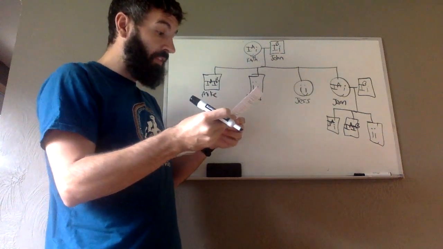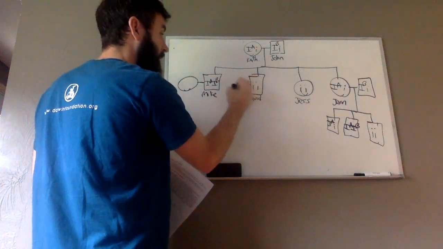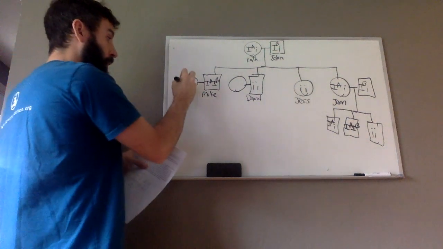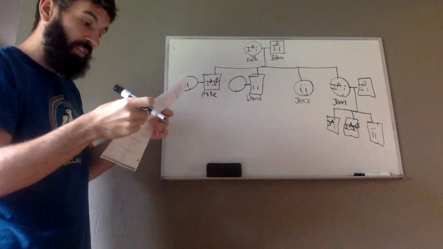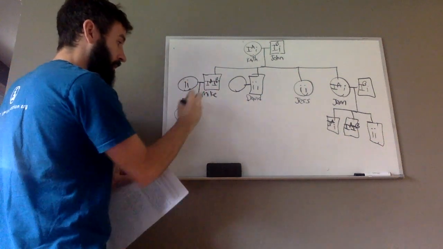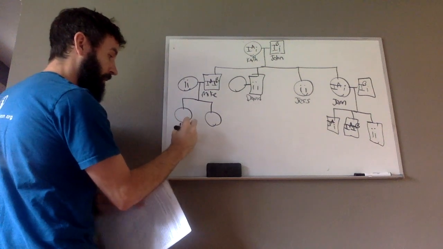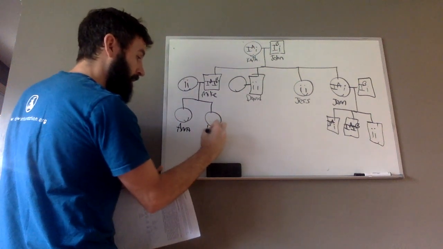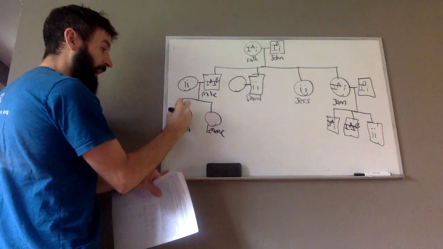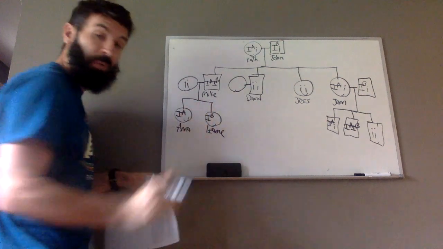Okay, moving on. Both of Catherine's sons get married. So Mike gets married. David gets married. Mike marries a woman with blood type O. Okay, so Mike's wife has blood type O. They have 2 daughters, Anna and Leanne. Anna has blood type A, so IA. And Leanne has blood type B, IB.